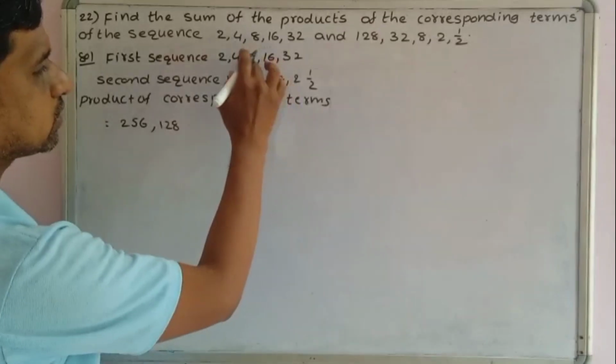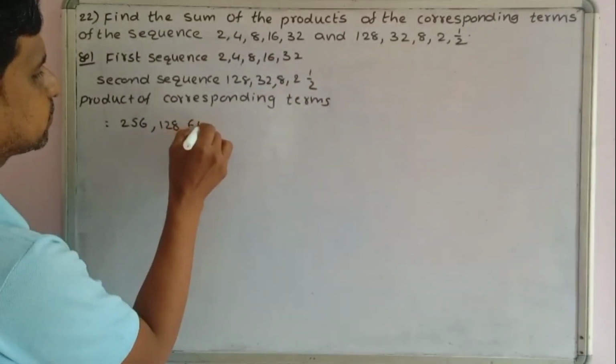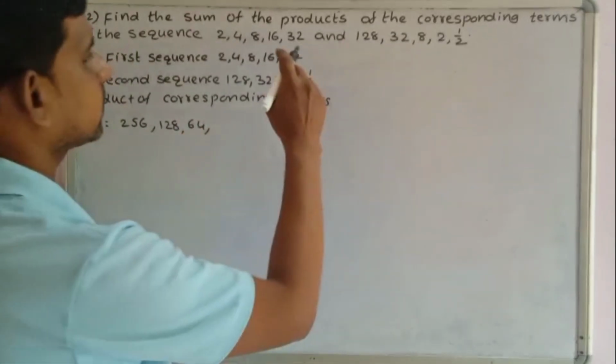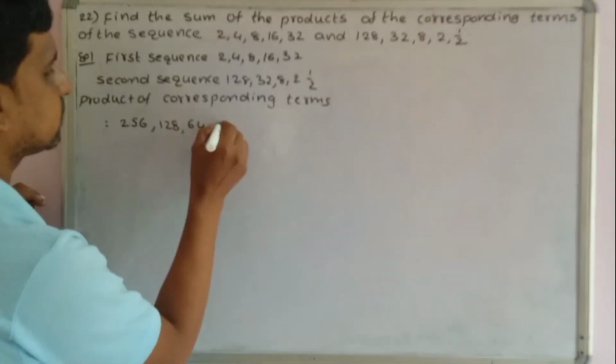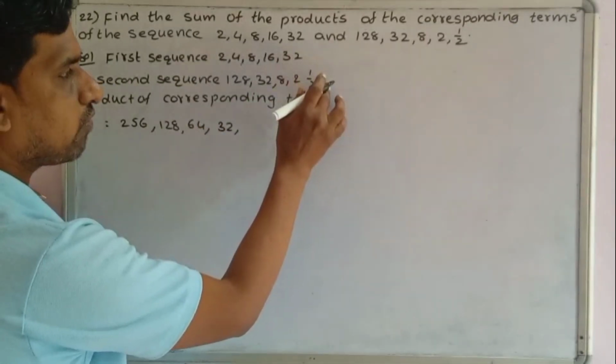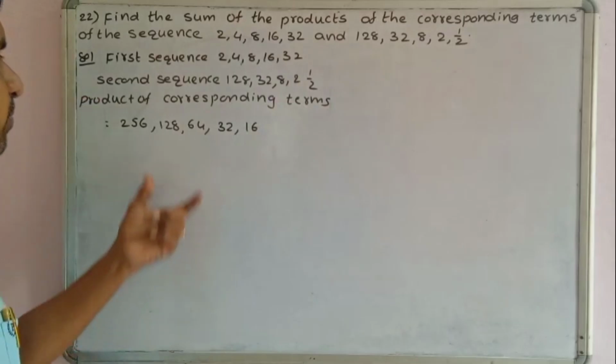Third term: 8 8s are 64. Next, 16 times 2 is 32. Next, 32 into half is 16. Okay, these are the products of the terms.